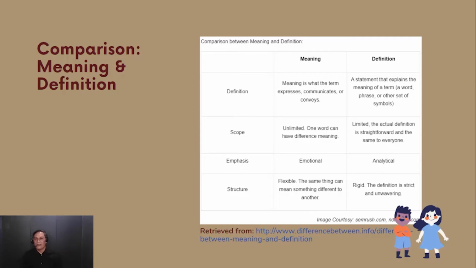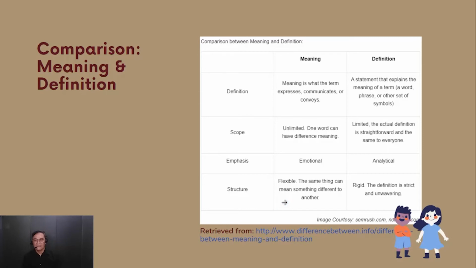Now, definition in the context of emphasis means it is analytical. All right? So definition is analytical and not emotional. Now, in terms of structure, and let's see, meaning is flexible.